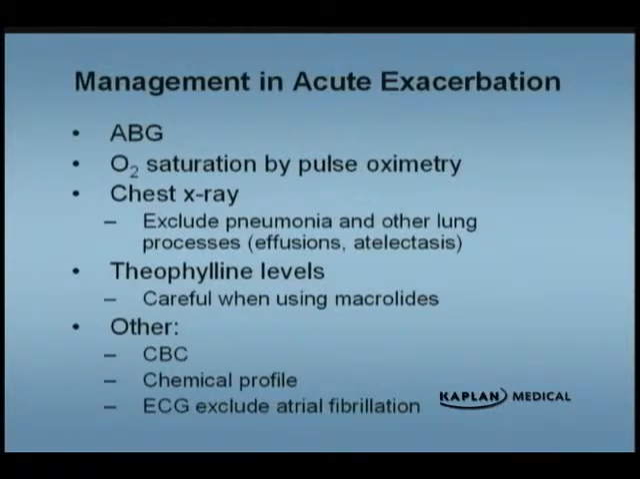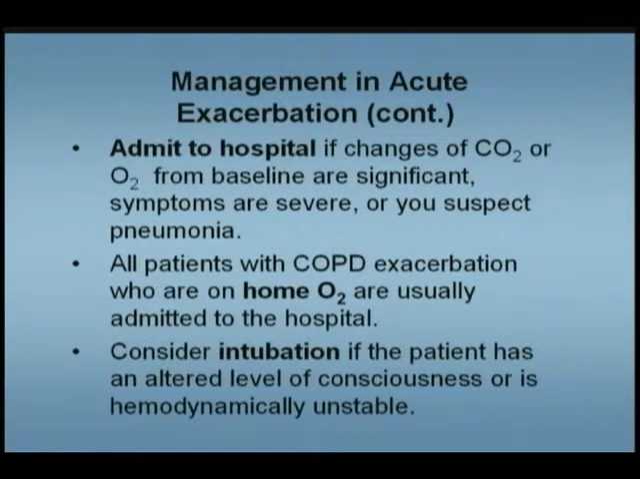A couple of other things. We do a CBC to look for leukocytosis. We do a chem profile to make sure the patient doesn't have any electrolyte imbalances, sometimes because they have edema, they're taking diuretics and so forth. And we do an electrocardiogram to exclude any arrhythmias that would have worsened COPD, like heart failure and stuff like that. So where do we go from there after we do the basics?